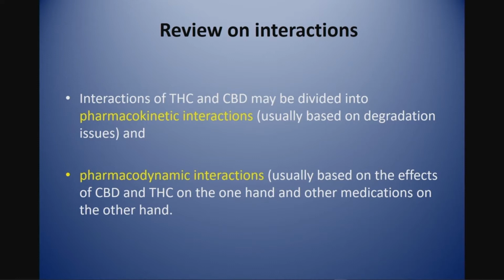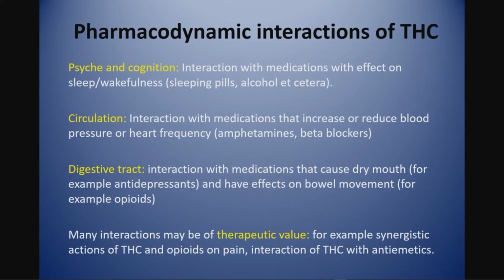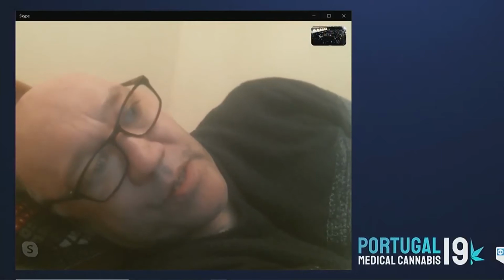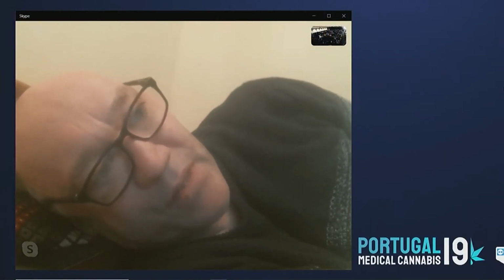Now we come to the next slide, which is about pharmacodynamic interactions of THC. Well, we know the effects of THC, for example, on psyche and cognition. And you can imagine that if other medications have effects on psyche and cognition, there may be interactions. For example, sleeping pills, alcohol, etc. So if you take cannabis together with alcohol, you may have an increased psychomotor impairment.